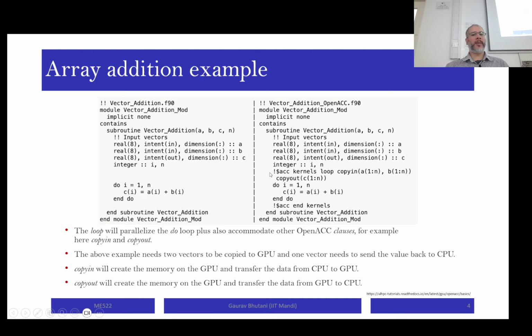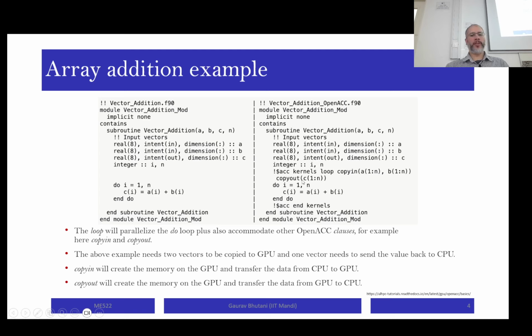The only line that is different is this bang dollar ACC, which is being put before the do loop. So you say bang dollar ACC kernels loop, just as we showed in the last slide. Then you have combined your data statement with the ACC statement. So you say copy in A and B and copy out C.